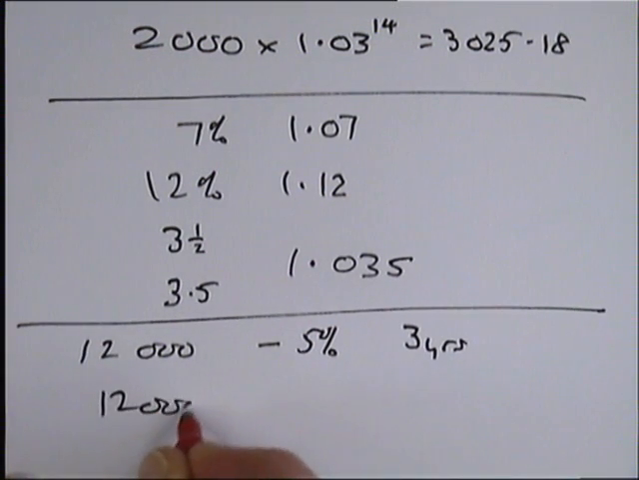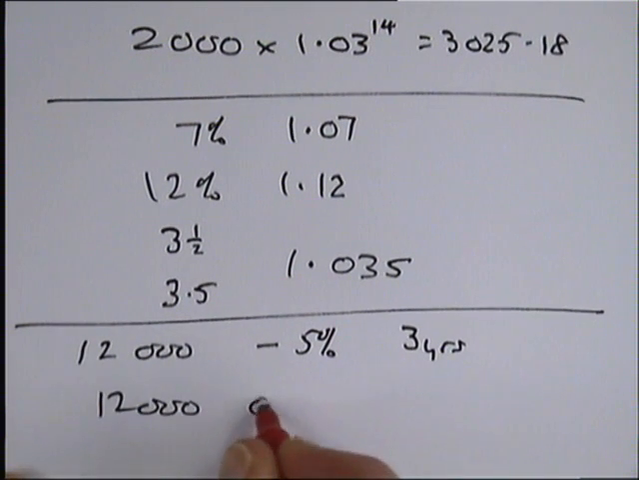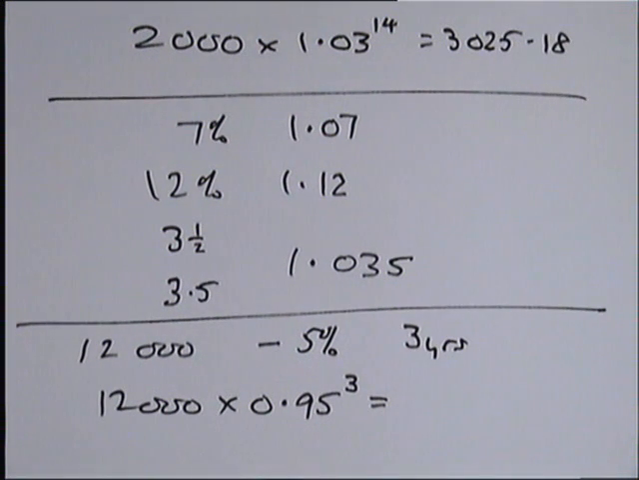You do your 12,000, but if you lose 5%, that means you only have 95% left, and you change that to a decimal, it's 0.95. You would put your power of 3 there, and you would do that sum, and you would get your answer.